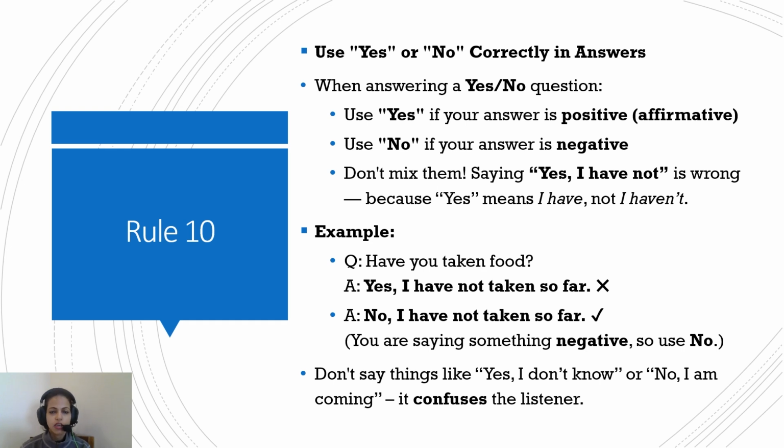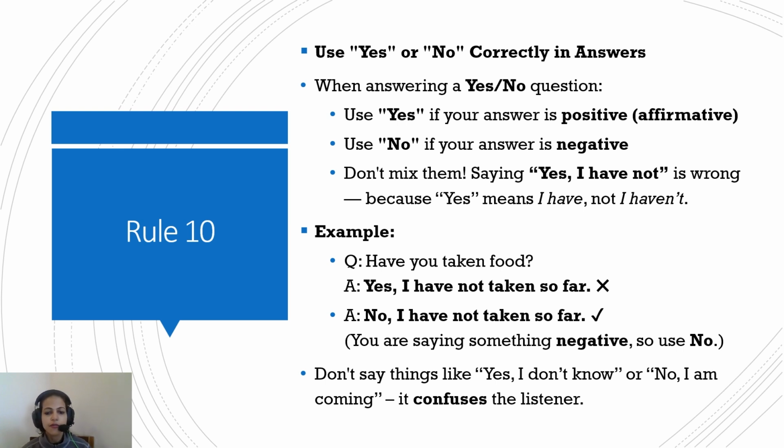Now, rule 10. It sounds very simple, but it's the trickiest one because in spoken English, we do make this mistake. You use yes or no. If you are using yes, use it for the positive; you use no for the negative. You should not mix them. You should not say, yes, I have not. That's wrong. It should be yes, I have, or no, I haven't. That's the way to go.